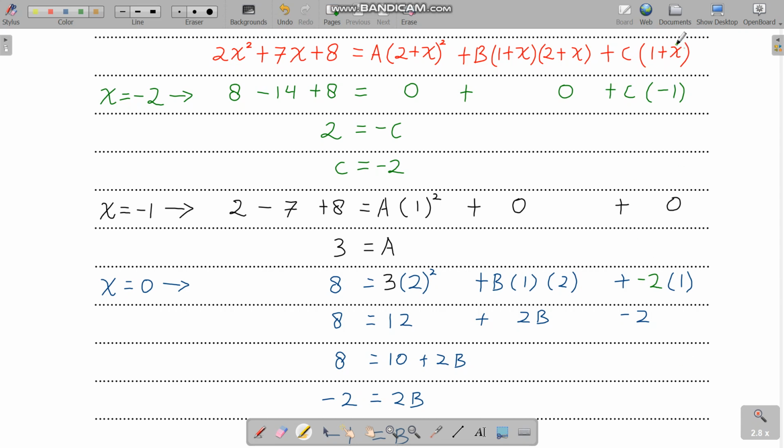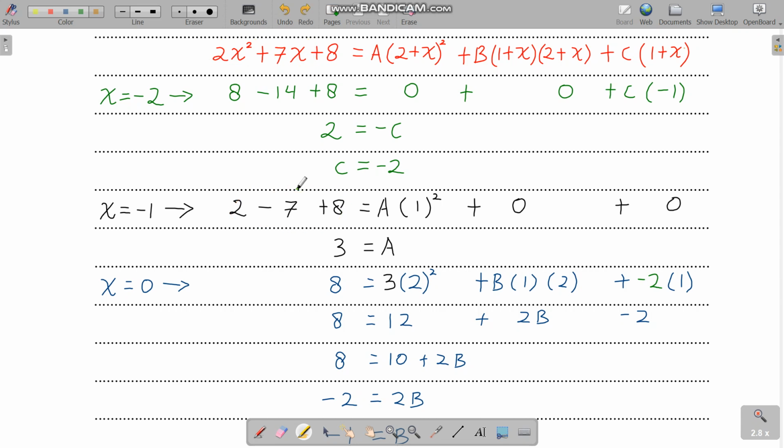We plug in minus 2, we get minus 1 from here. So we have minus 1 times c, and from here we have 16 minus 14, 2. So the c is minus 2. The other 0 we can use is from 1 plus x, so we can use minus 1. Plug in minus 1, this is what we get.